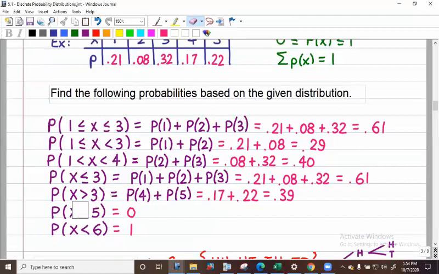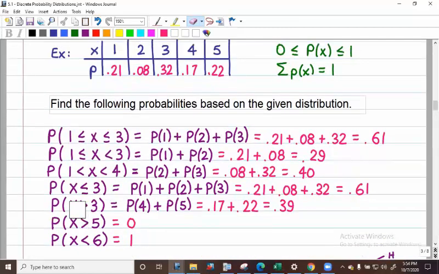How about the next one? Greater than 3 means we do not include 3. So it's 4 and 5. 0.17 plus 0.22 is 0.39.